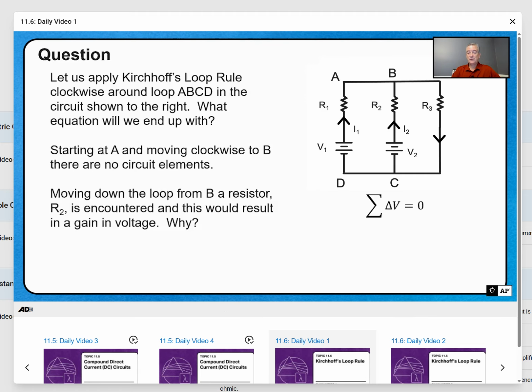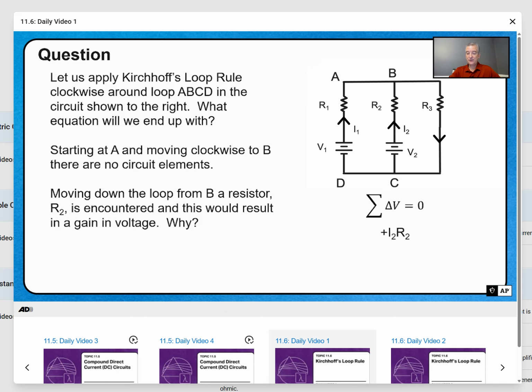But as we move through R2, you'll notice that I2 is moving in the opposite direction as given by the diagram. When this occurs, this actually is going to mean that in our Kirchhoff's loop rule, we're going to gain electric potential. So when we move through a resistor in the opposite direction in which the current is moving, we call that a potential gain. So we're going to write down plus I2 times R2, simply using Ohm's law within our Kirchhoff's loop rule equation.